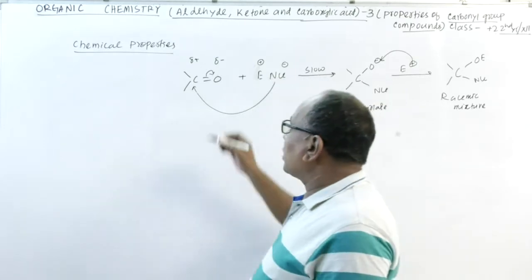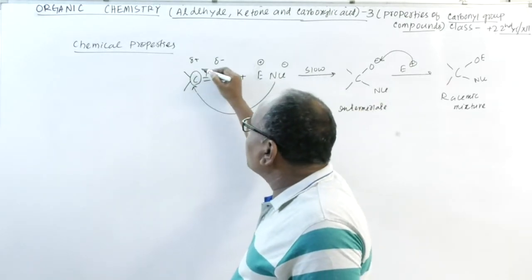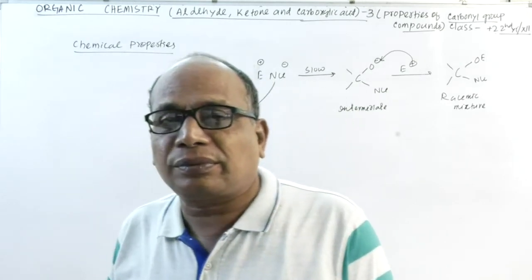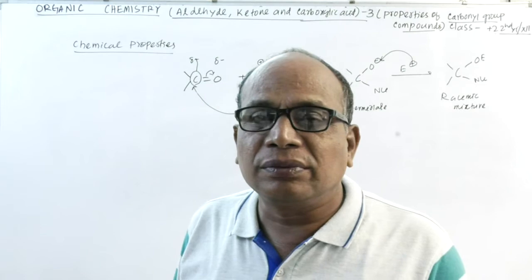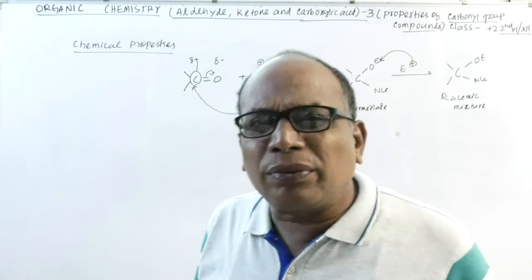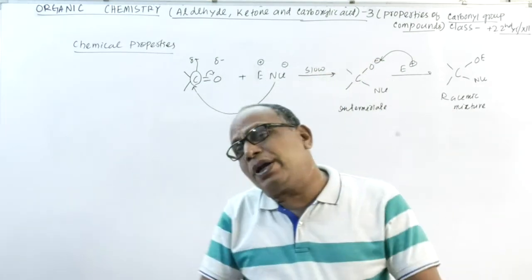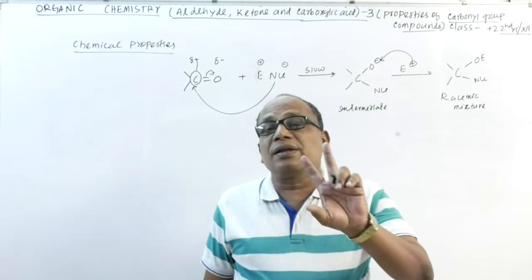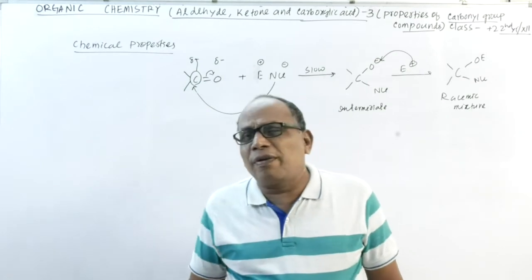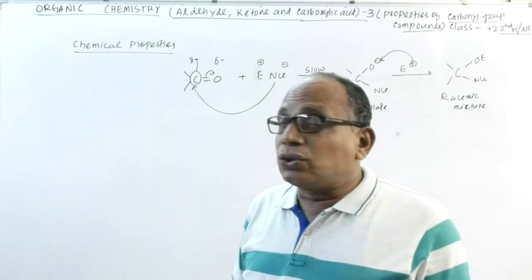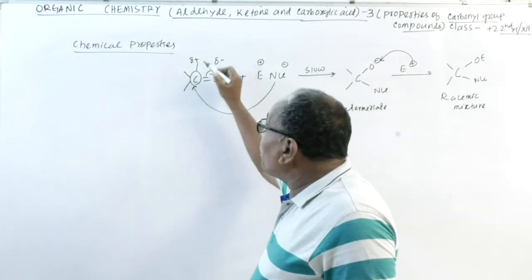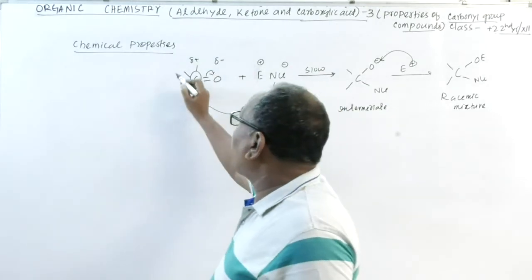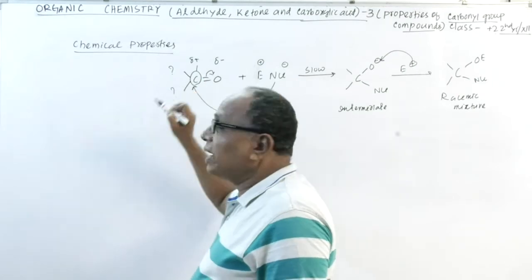If this carbon atom, this carbonyl carbon, is more positive, then reactivity will be more. If the carbon atom possesses less positive charge, the nucleophile will not attack so easily. So the positive charge on the carbon atom depends upon what type of group is bonded here.